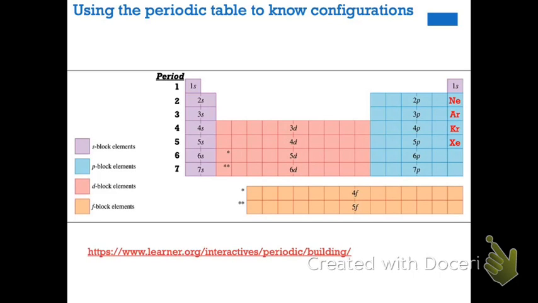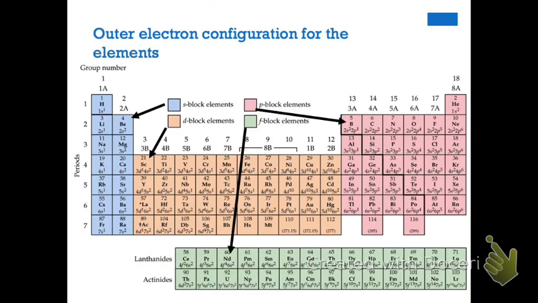Here's another way to look at it. S block elements, P blocks, even though helium really should be over there. F and D. Okay? I want to show you what this looks like.